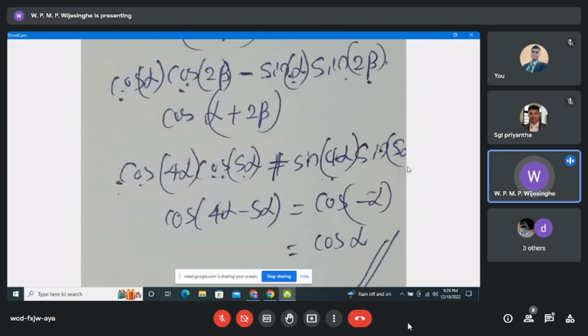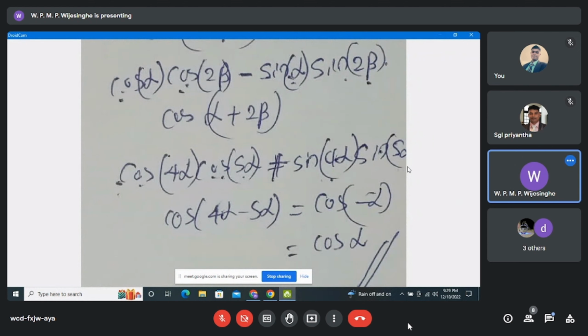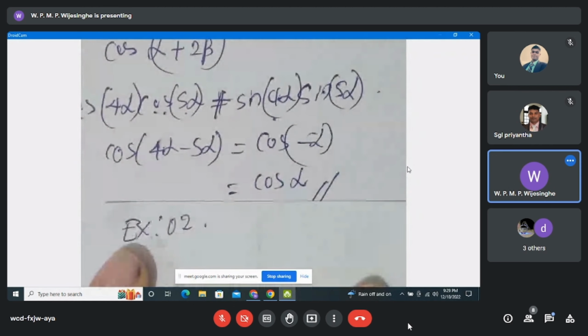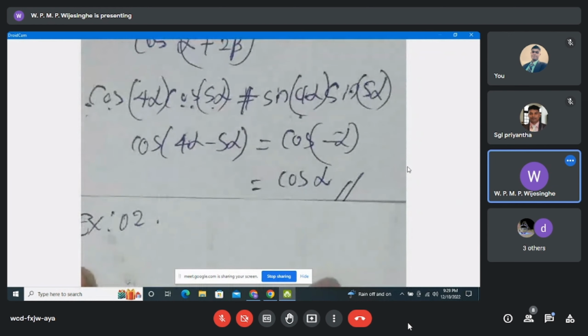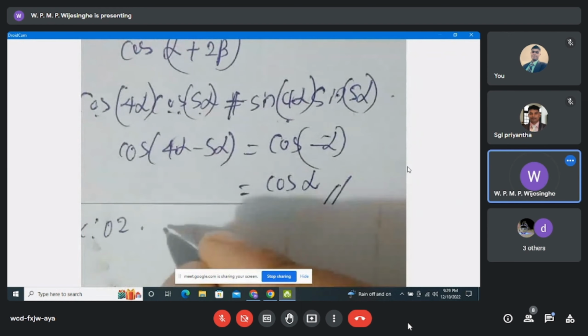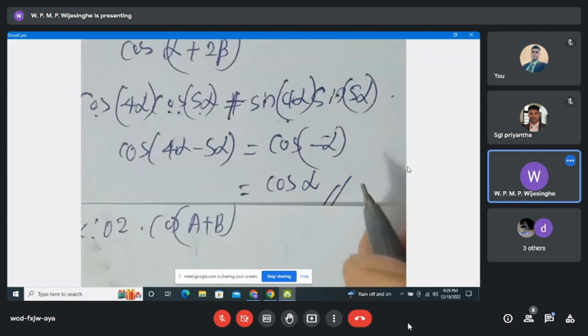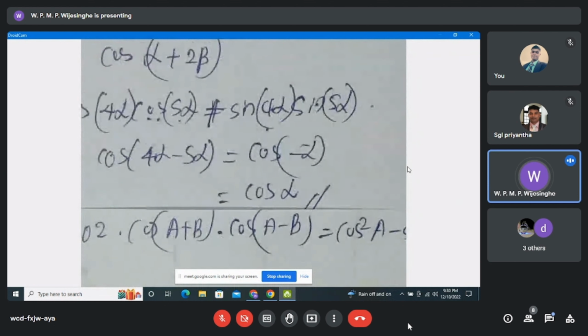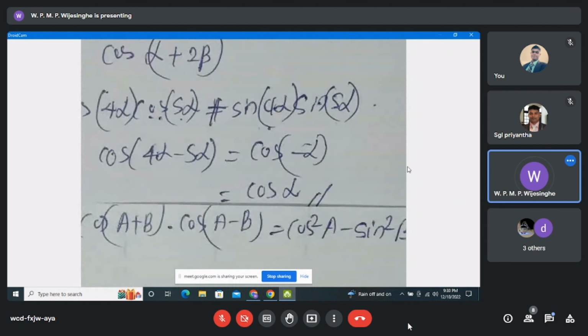Okay, let's do some examples. Example 2, right? Show that cos(A+B) times cos(A−B) is equal to cos square A minus sin square B. Right? Do this.